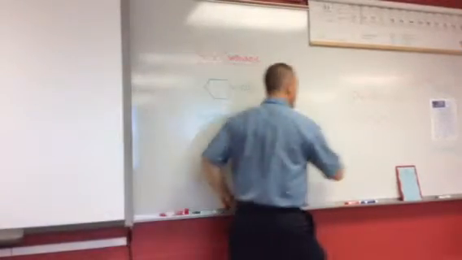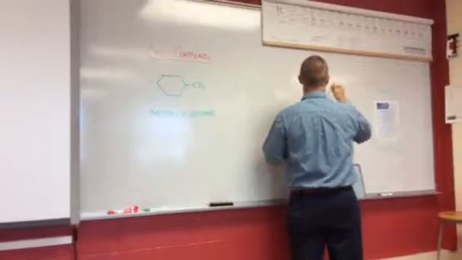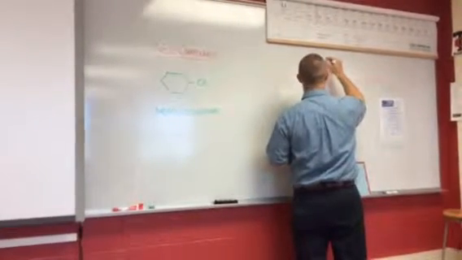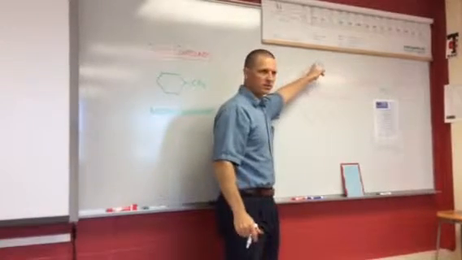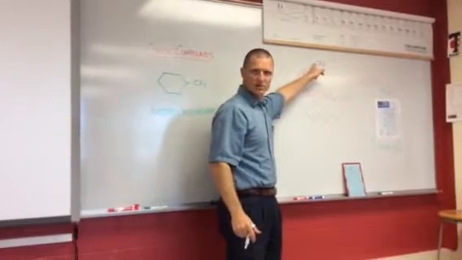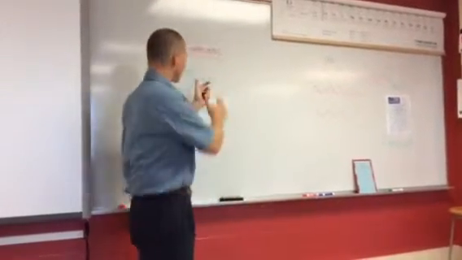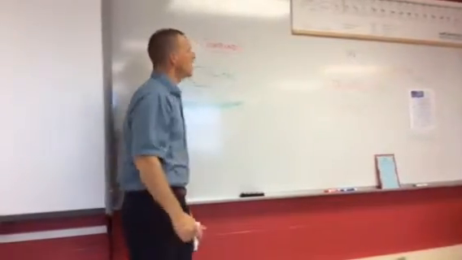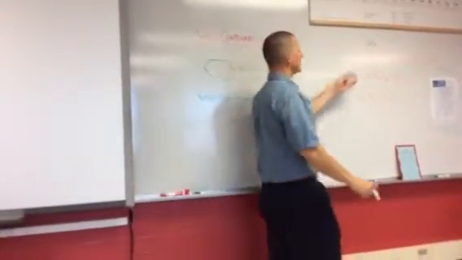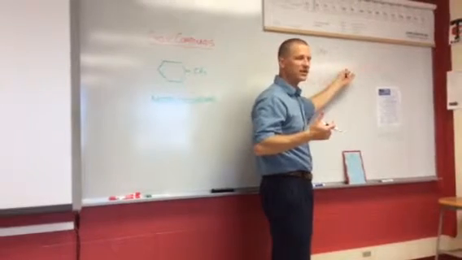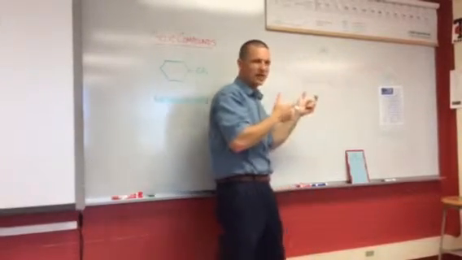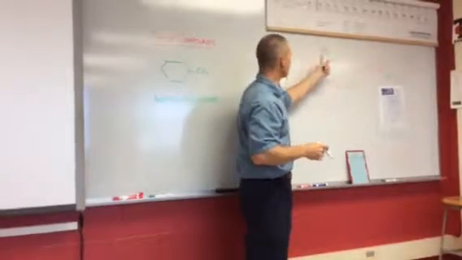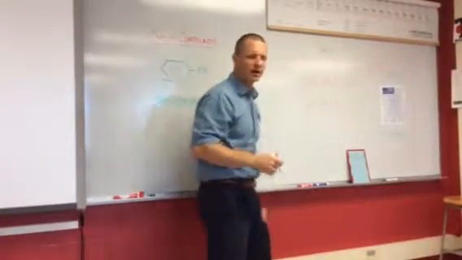Just like if I had this thing right here and I did this. This is a branch. Yes? Just like this, a branch coming off the parent chain. So we're not going to call this thing heptane because it has seven carbons in it. It's a substituted hexane, where substituted just means that one of the hydrogens has been replaced by a functional group.